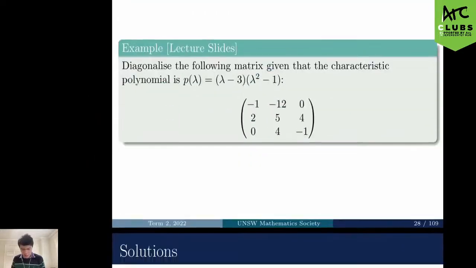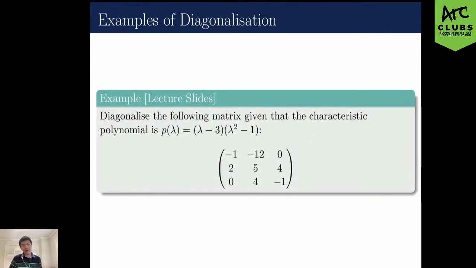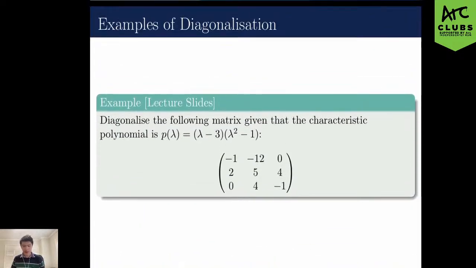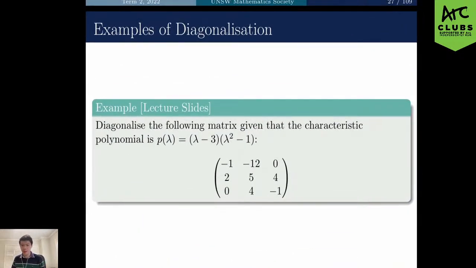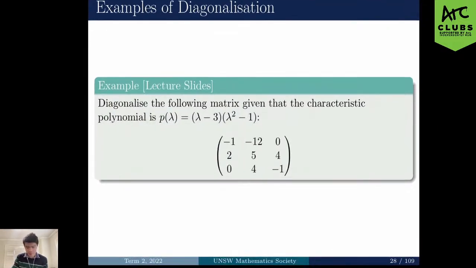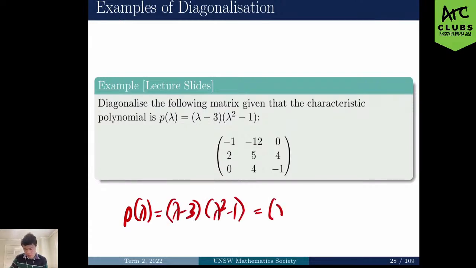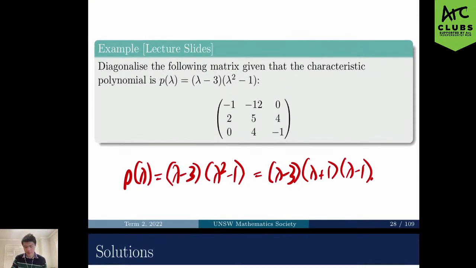Okay. Fun. Right, this is our last example before we move on to something else. So diagonalize the following matrix. I actually won't go through this too much because we actually know this from first year, right? Characteristic polynomial. Express this like this. Factorize it out. So 3 separate eigenvalues: 3, -1, and also 1.